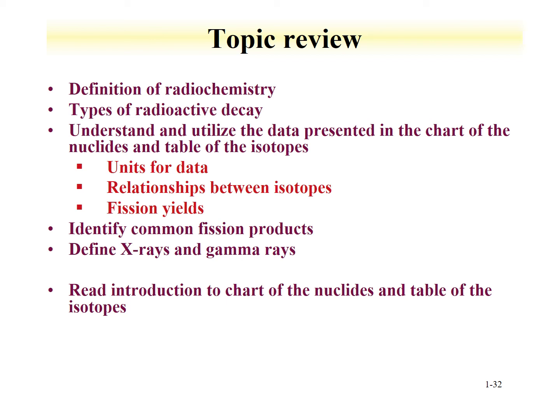This included the units for the data, the relationship between isotopes, and importantly for the chart of the nuclides, fission yields. So for fission products, one should be able to understand how to use the chart of the nuclides to obtain the cumulative fission yield for a given mass number. You should be able to identify common fission products and understand the difference between X-rays and gamma rays.